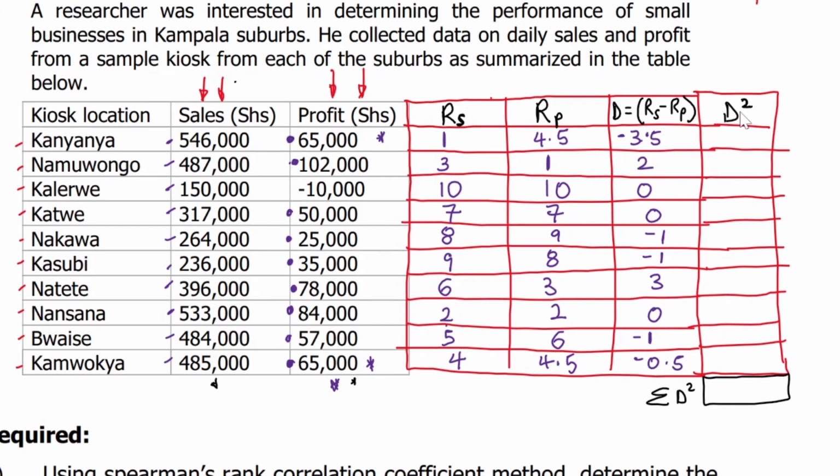So we start: 3.5 squared, that is now the d squared, is going to give us 12.25. 2 squared is 4, this is 0, this is 0, this is 1, this is 1. I hope you know what we are doing. We're just squaring this one, d squared. 3 squared is 9, then this is definitely 0, this is also 1, then this squared is 0.25. And when we add up all these, we end up with the summation of d squared as 28.5.